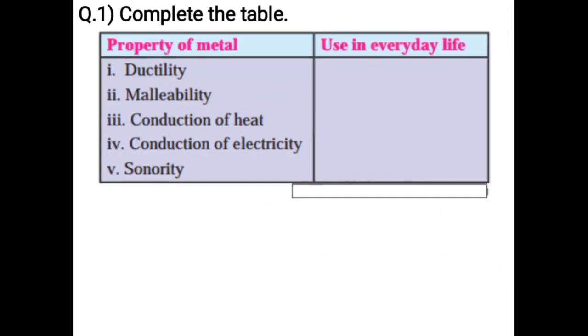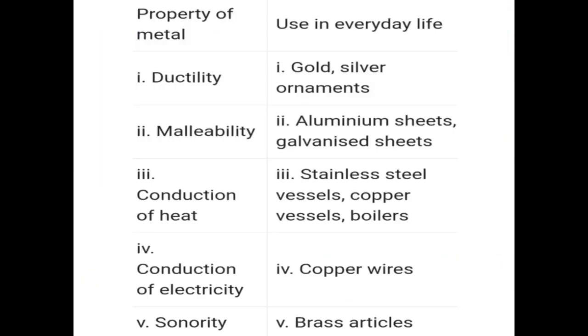Complete the table. Property of metal and use in everyday life. Ductility: gold, silver ornaments. Malleability: aluminum sheets, galvanized sheets. Conduction of heat: stainless steel vessels, copper vessels, boilers. Conduction of electricity: copper wires. Sonority: brass articles.